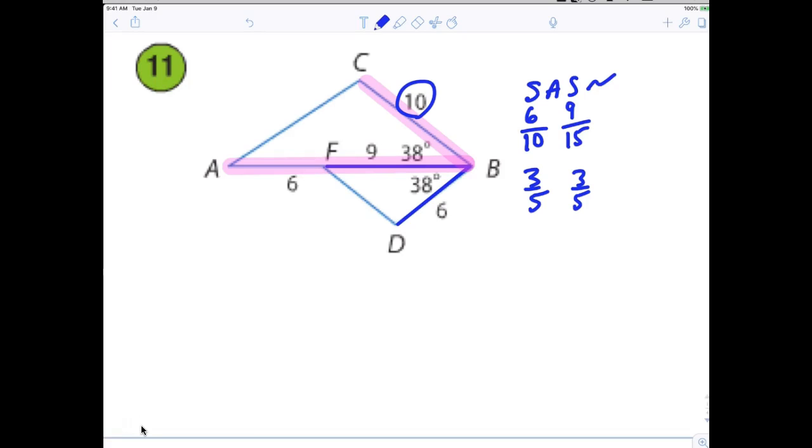Okay. So again, now they want you to write the similarity statement. So I would say triangle ABC is similar. Now, AB is the long side, right? So FB is the long side, but is it F to B or B to F? I think it's FB. So FB what? D.